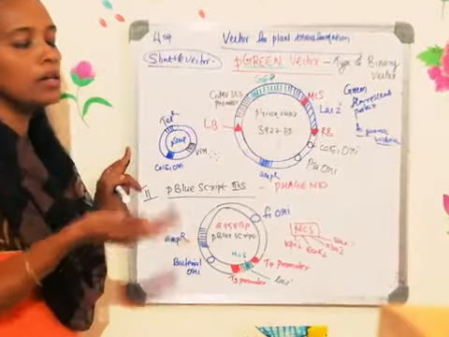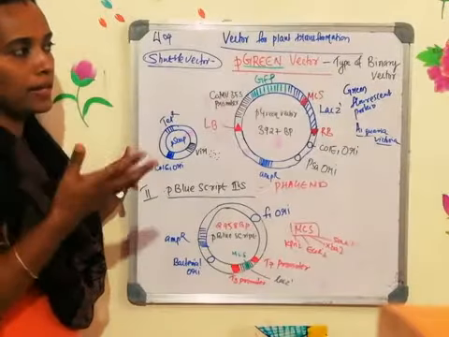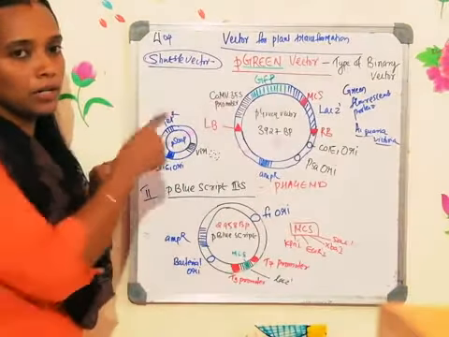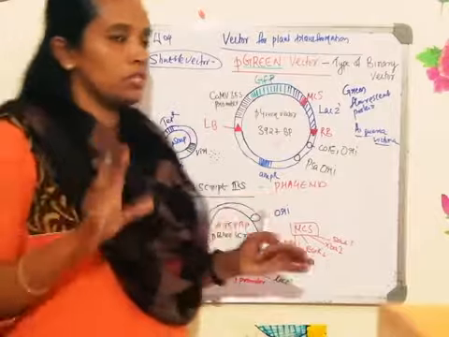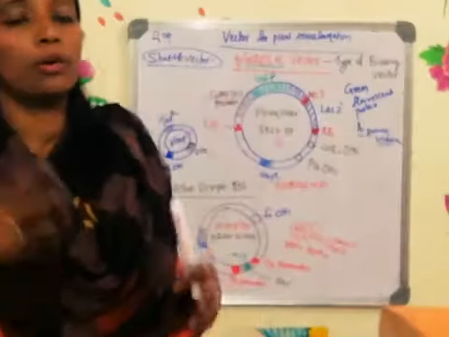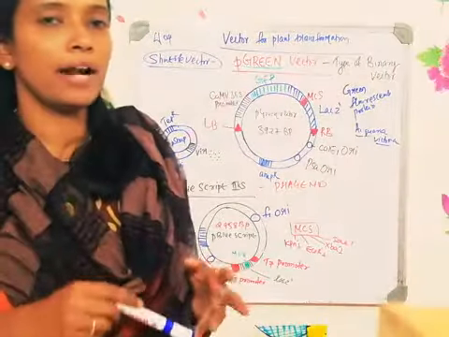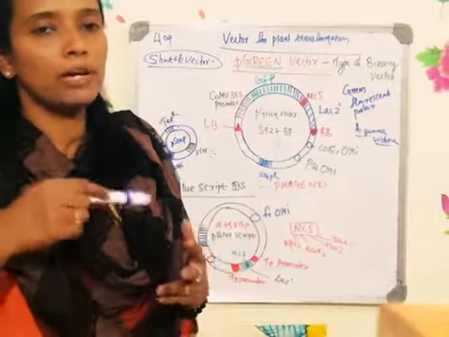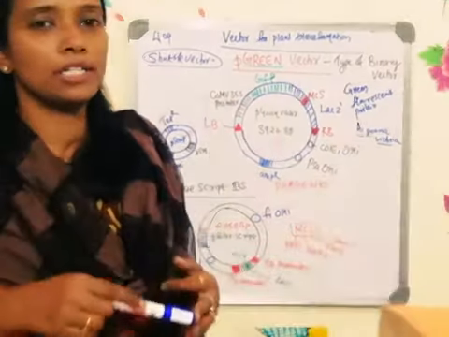So by observing the blue-white colonies, you can identify whether the bacteria has taken up this particular plasmid. Okay, so always remember that all the gene cloning or the modification on the plasmid will be done in E. coli. From E. coli, it will be transferred into the Agrobacterium tumefaciens by conjugation.